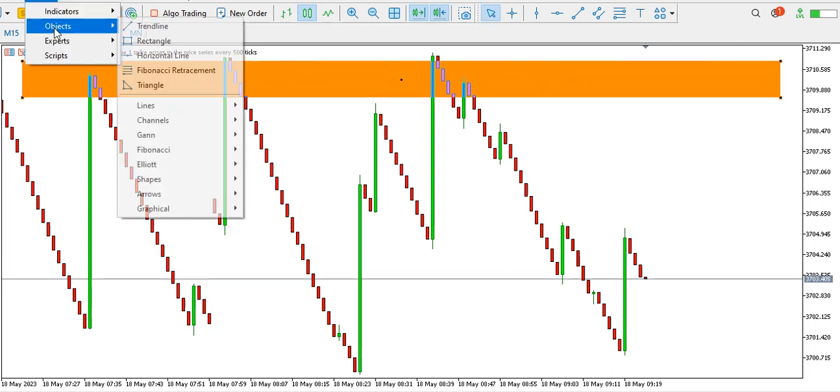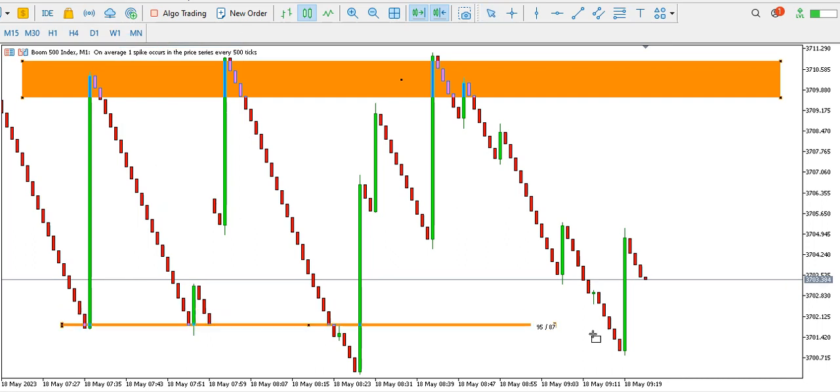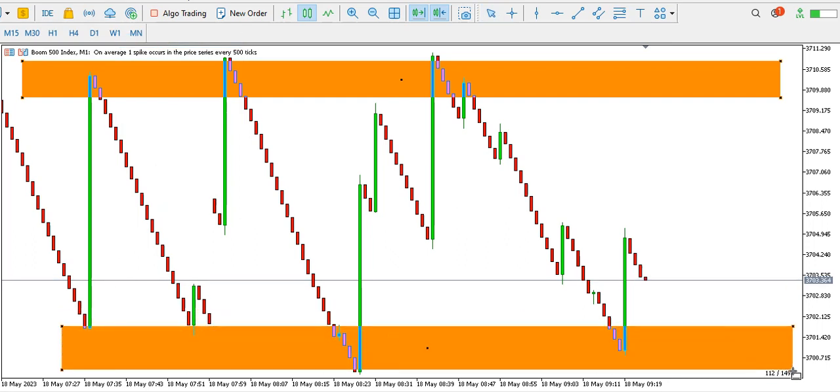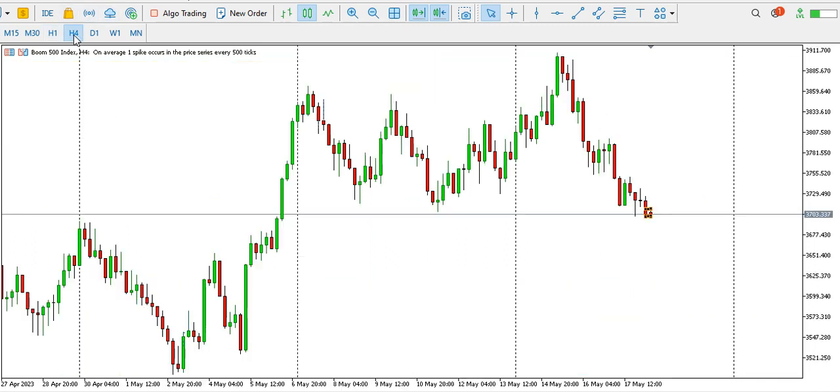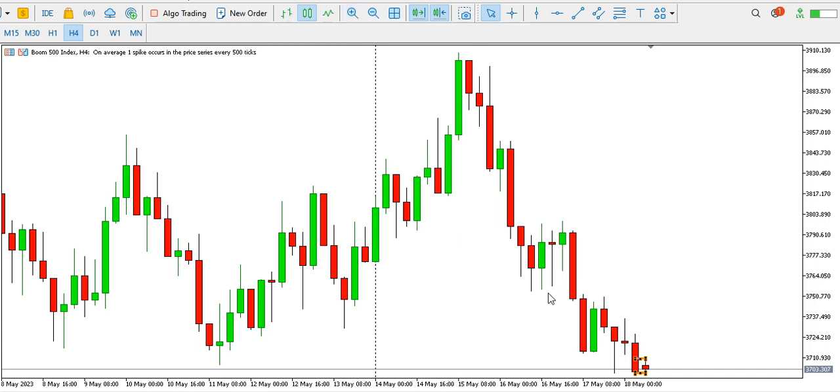You might want to wait for price to find a break of the range before you jump in on the sell or on the buy. But it's advisable you jump in on the sell, because the overall trend is bearish for now. Okay, that's that for Boom 500 index.